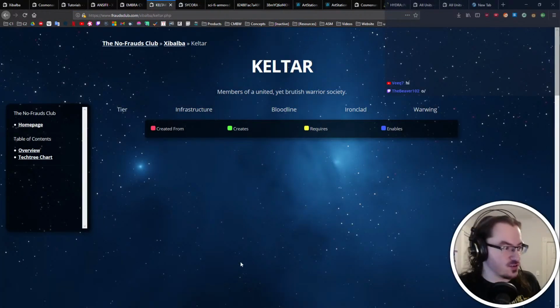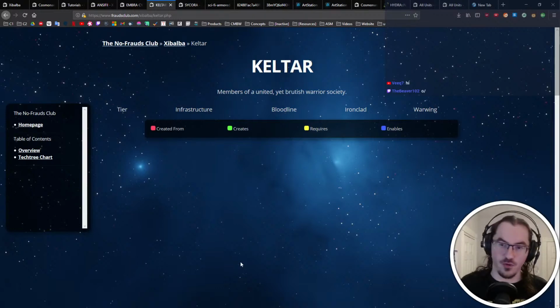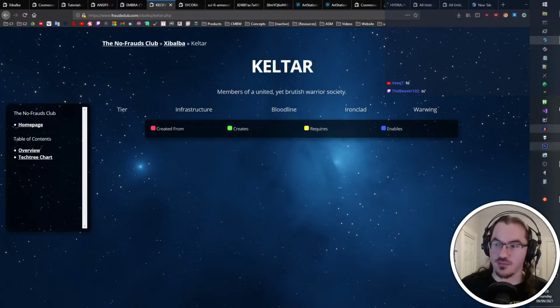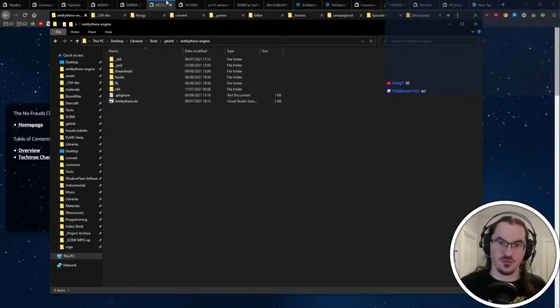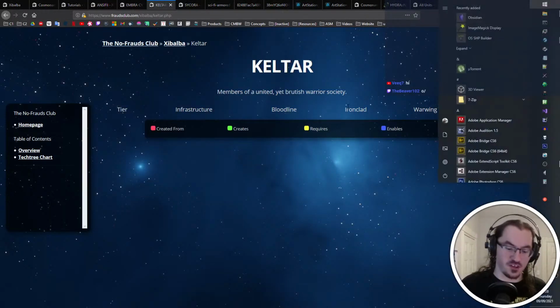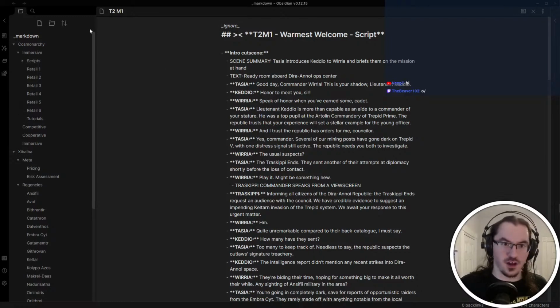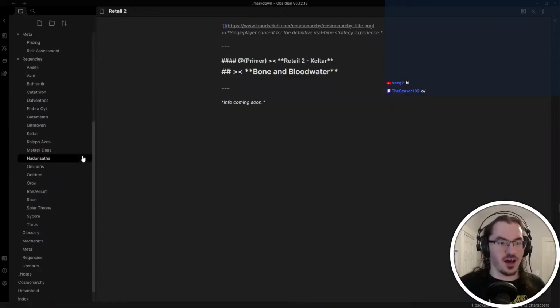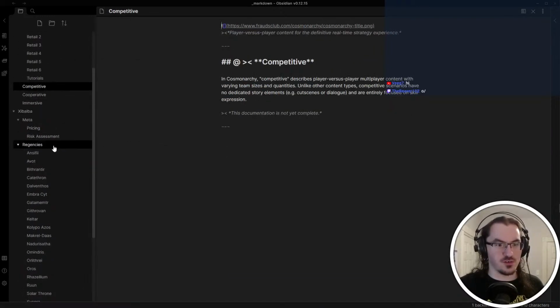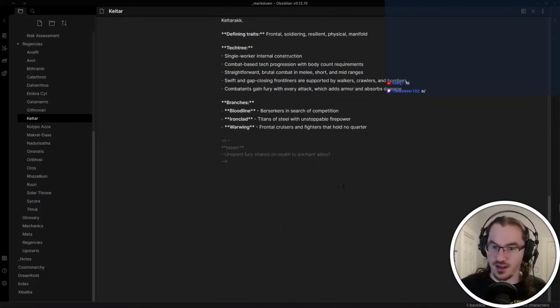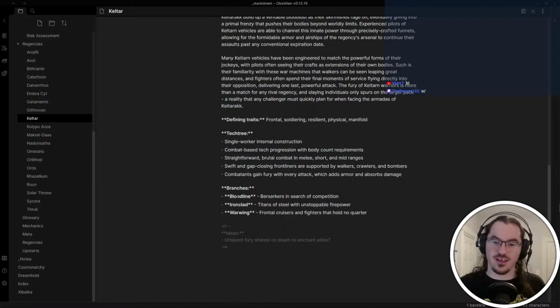So we don't actually have any units for the Keltar yet. You might have noticed that now that I'm actually on the page that I was supposed to be on. But we do have some tech branches. And in fact, I've even documented what those branches actually consist of. So if we take a look at my program, don't look, this is a spoiler. If we jump over to Keltar, here we go. We got Bloodline, Ironclad, and Warwing.